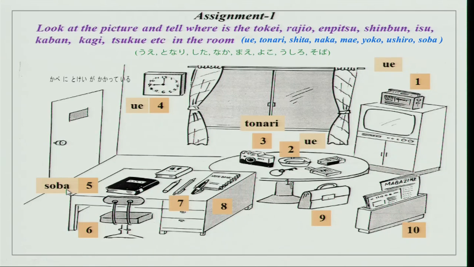Soba, ushiro. Ushiro is for isu. Isu wa tsukue no ushiro ni arimasu. Then again you have ue, empitsu wa tsukue no ue ni arimasu. Then teburu wa heya no naka ni arimasu. And so many others. Shita, kaban wa tsukue no shita ni arimasu. And then the last one is shimbun, naka.